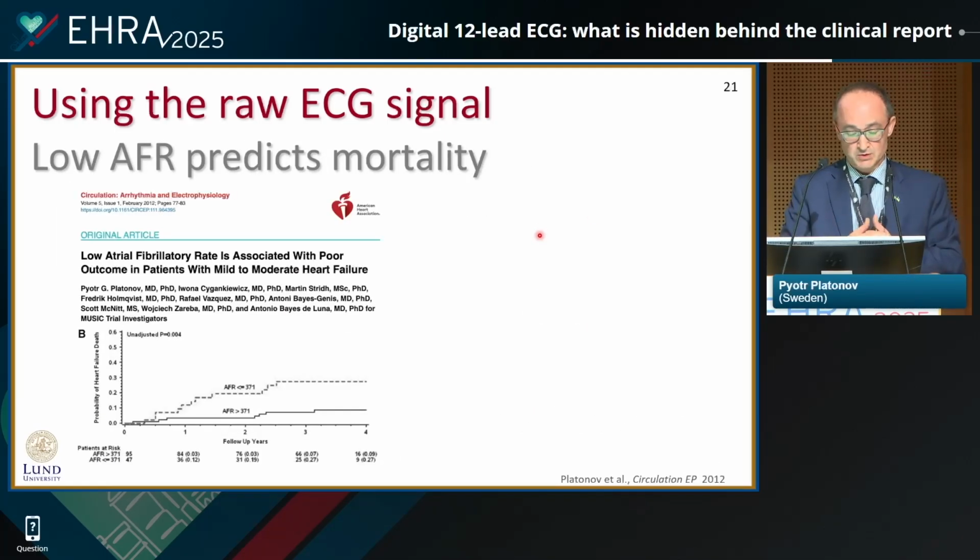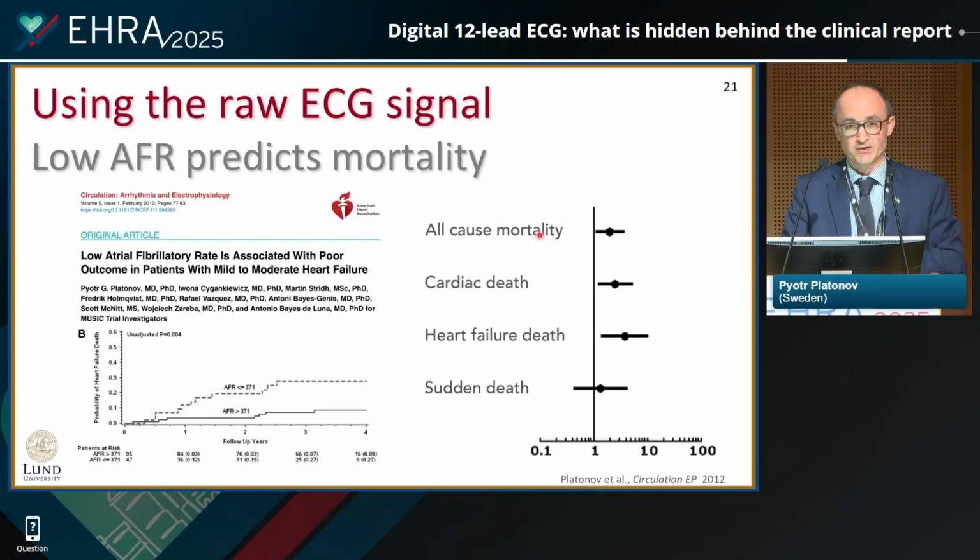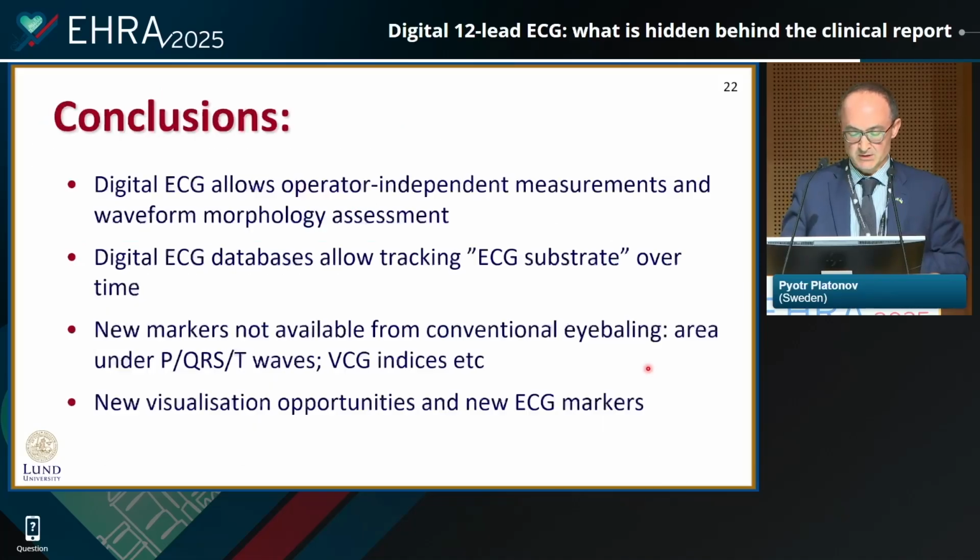And it can also be used as a risk marker, because in patients with advanced heart failure and atrial fibrillation, extensive fibrosis leads to the fibrillatory process getting slower and slower. And it has been significantly associated with death from the underlying heart disease. Both cardiac death and heart failure-related death were significantly associated with a low atrial fibrillatory rate. These are just a few examples.